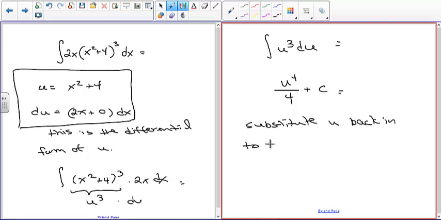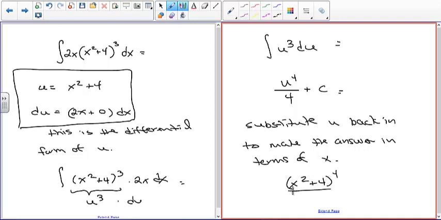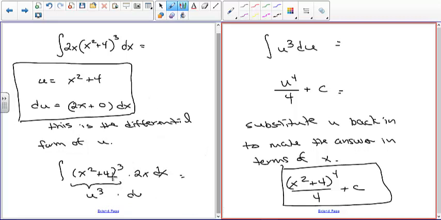To make the answer in terms of x. So instead of u to the fourth, it's going to be x squared plus 4 to the fourth over 4 plus c. So that's the answer. So I started off in terms of x, I ended up in terms of x, but in the intermediate steps, I rewrote it in terms of this variable u.